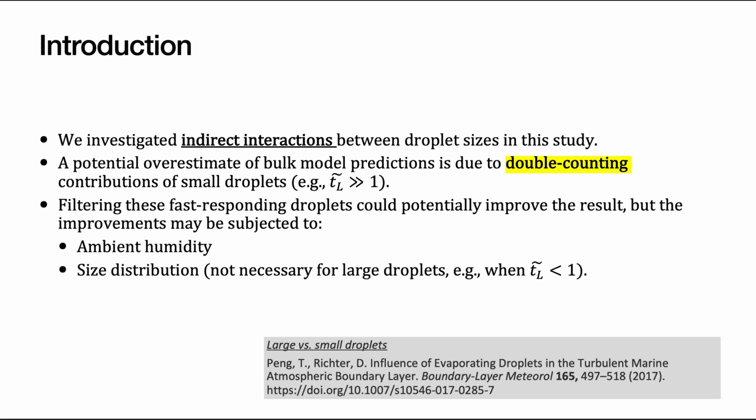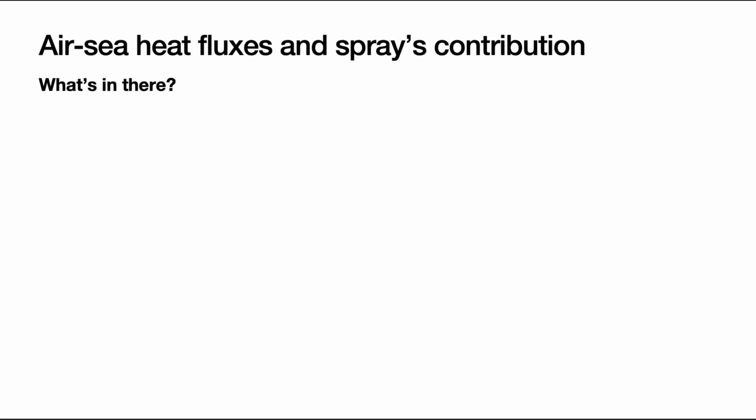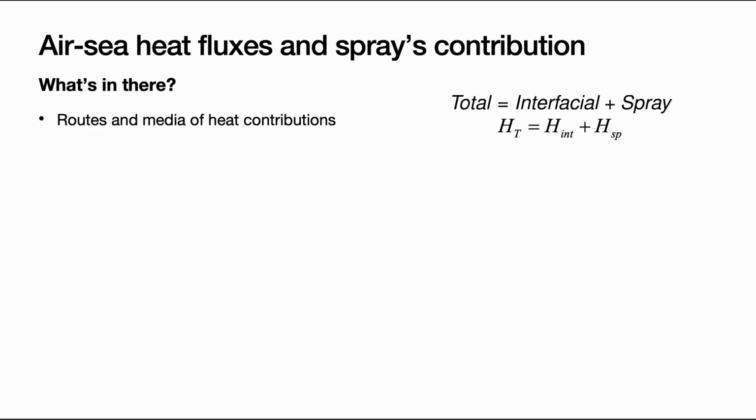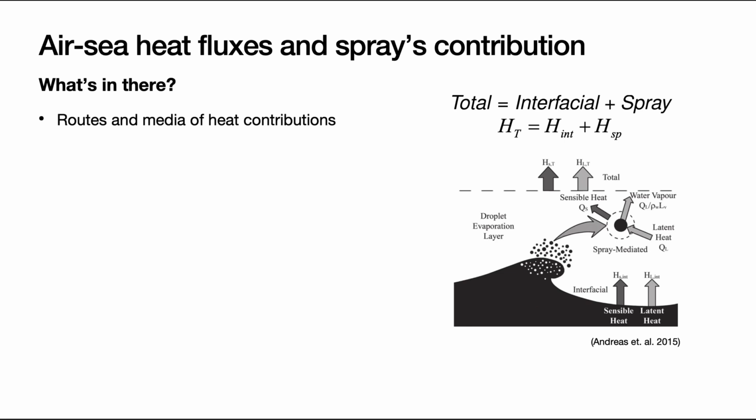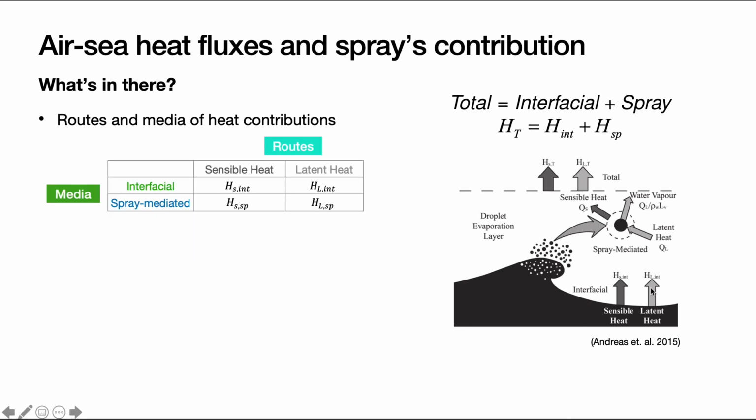And speaking of how to determine small and large droplets, here we use a concept of timescale, the ratio between the residence time and the thermal responding time. So when we are talking about the air-sea interface system, basically, there are two routes and two media. The routes we can understand as the sensible or latent heat fluxes. And the media can come from the ocean surface directly. And also, what we are really interested in is the spray-mediated heat fluxes. So with two routes and two media, we have four components.